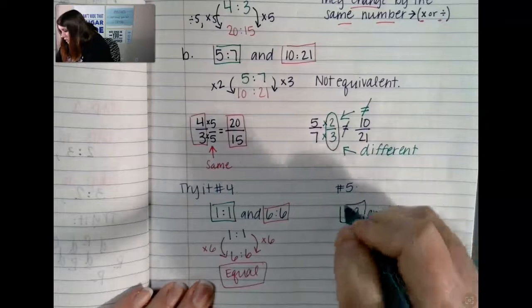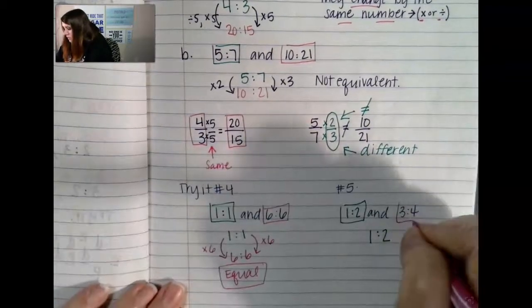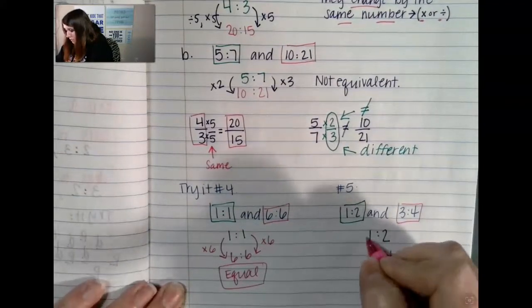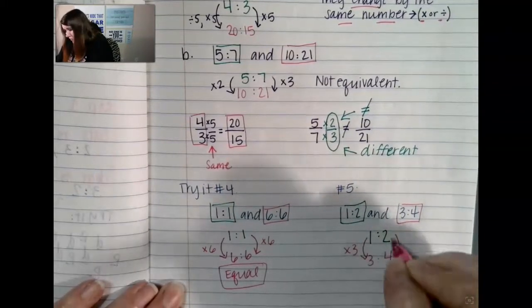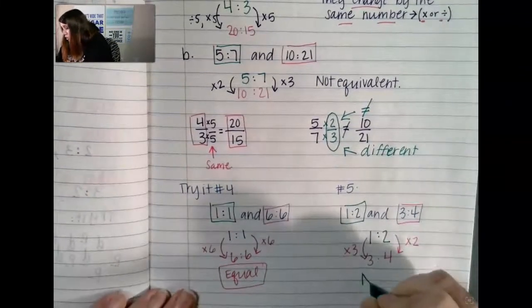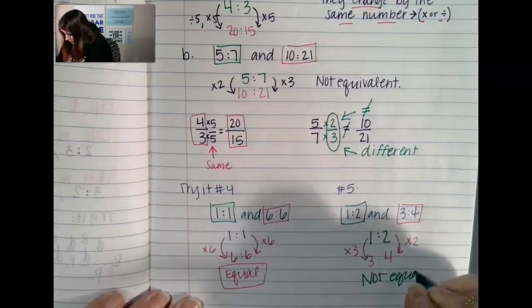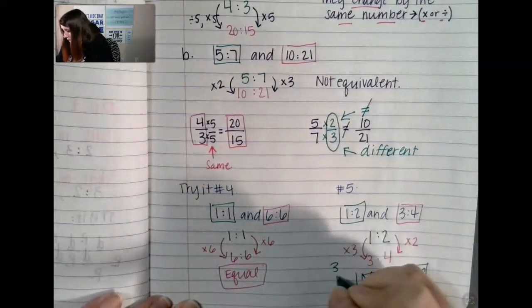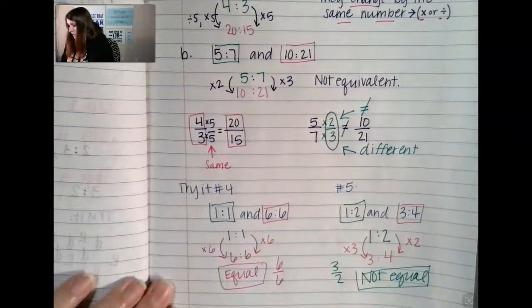Okay, now this one, I want to know, what about 1 to 2 and 3 to 4? So my first ratio is 1 to 2. And now I'm looking at this one of 3 to 4. Well, to get from 1 to 3, I'm multiplying by 3. And to get from 2 to 4, I'm multiplying by 2. So these ones are not equal or not equivalent. All right, and I know that because it's a 3 over 2, and this one was a 6 over 6.